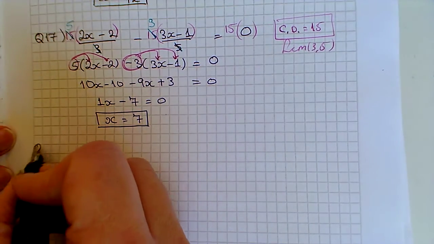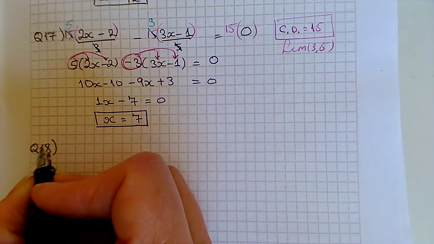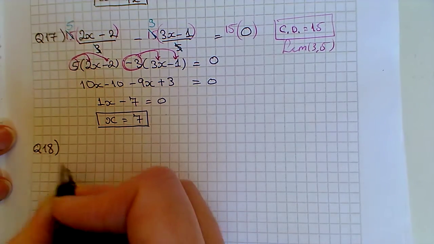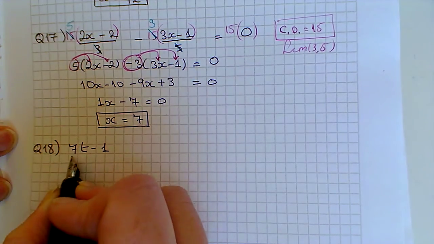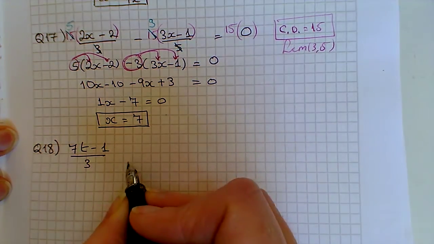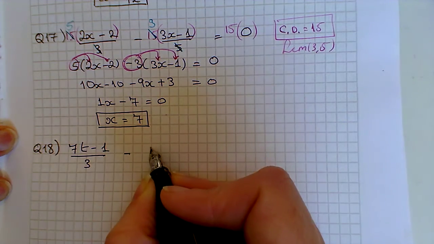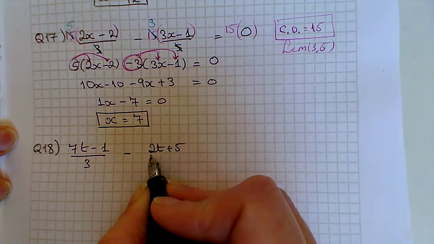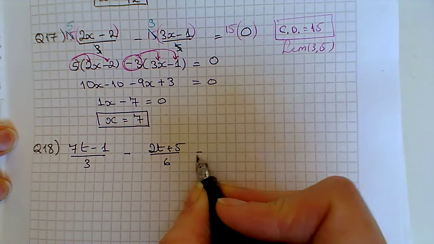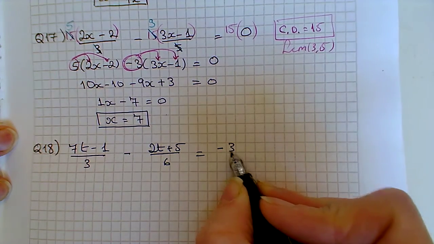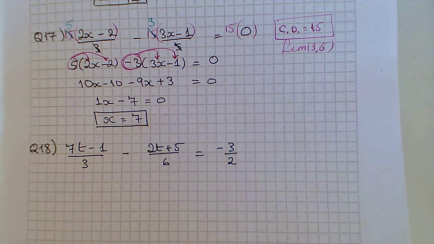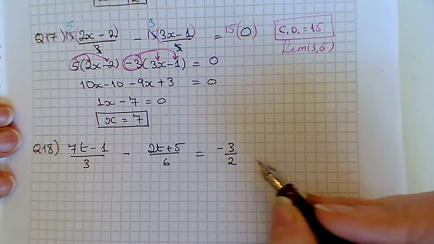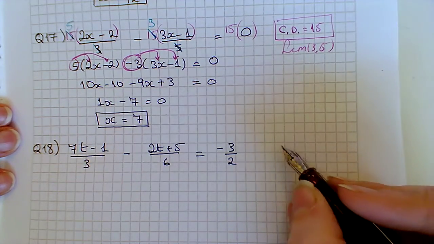Now, question 18. In question 18, we had a t instead of an x, but it's the same method regardless. So 7t minus 1 minus 2t plus 5 over 6 equals minus 3 over 2. Now you'll notice I'm putting that minus sign on the top straight away because that helps stop me making any mistakes with what's negative and what's positive.